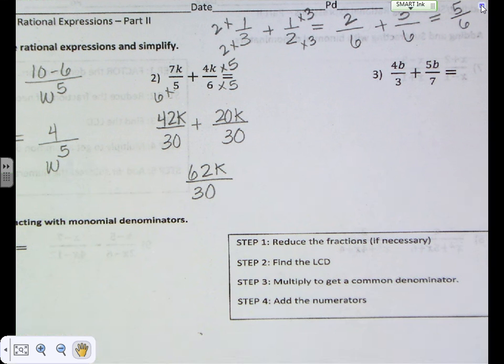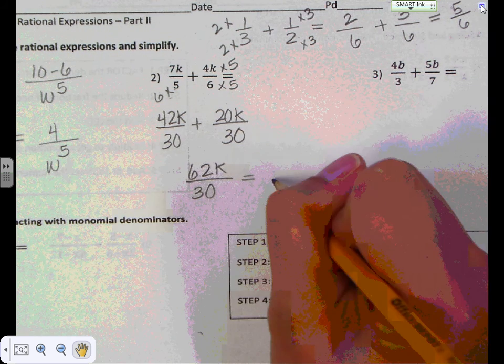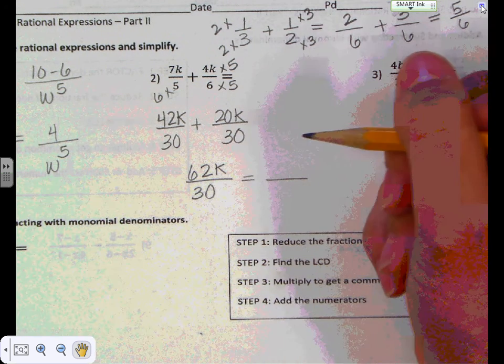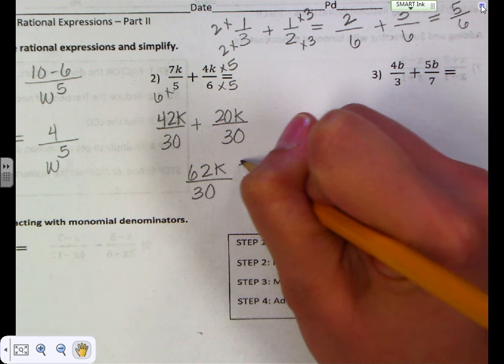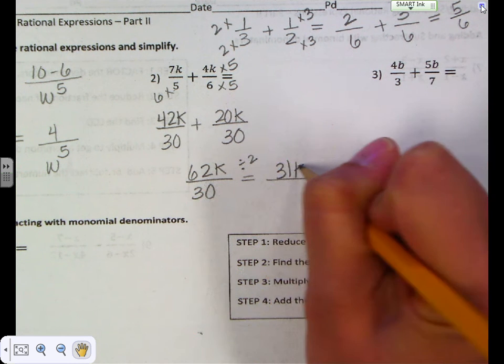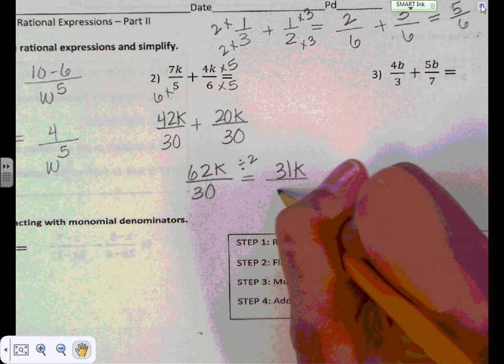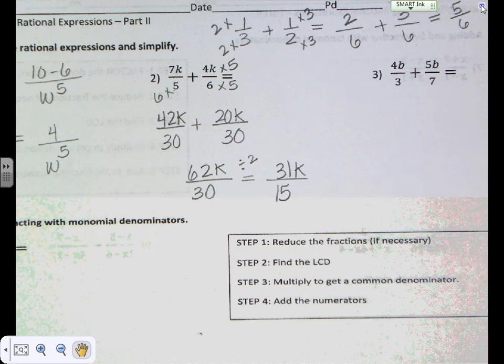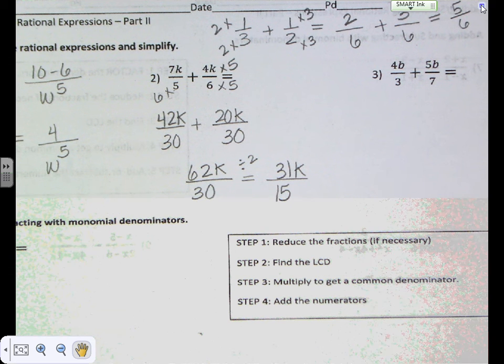Once you're done adding or subtracting the two fractions, you want to simplify. So what can you reduce this fraction by? 2. Good. Is that the highest you can reduce it by? Okay, what's 62 divided by 2? 31k. Good. And 30 divided by 2? 15. That is as low as you can go. Okay, that's as simple as possible.